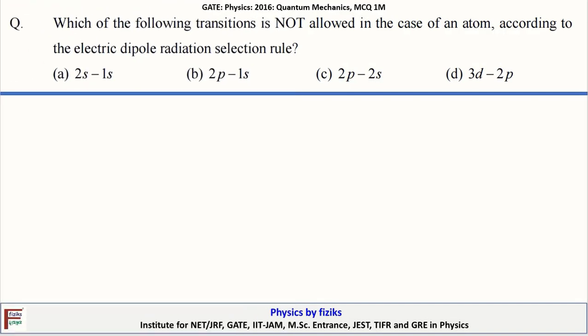We are discussing GATE Physics 2016 Quantum Mechanics problem. Which of the following transition is not allowed in the case of an atom according to electric dipole radiation selection rule? Solution.